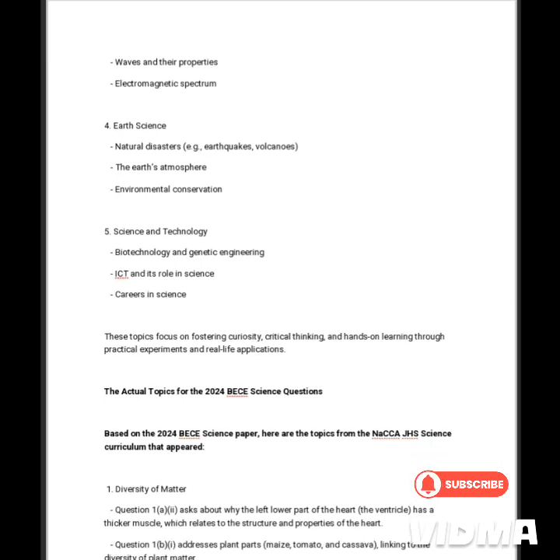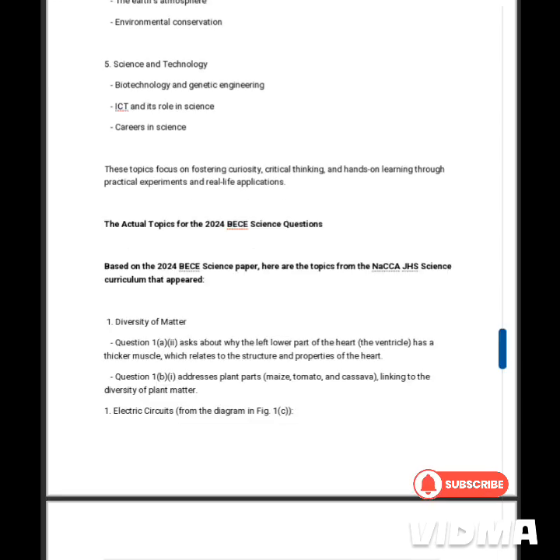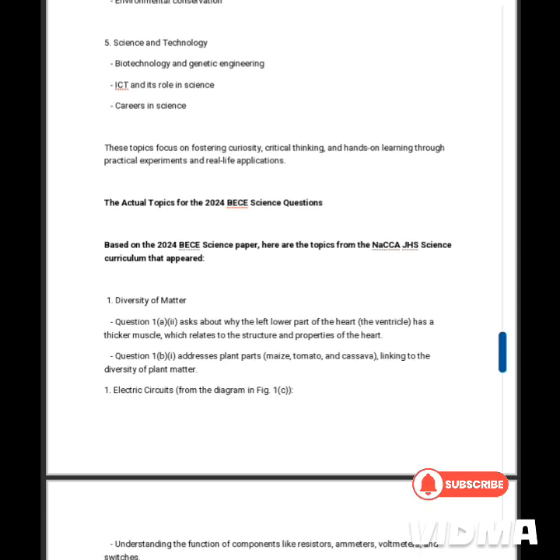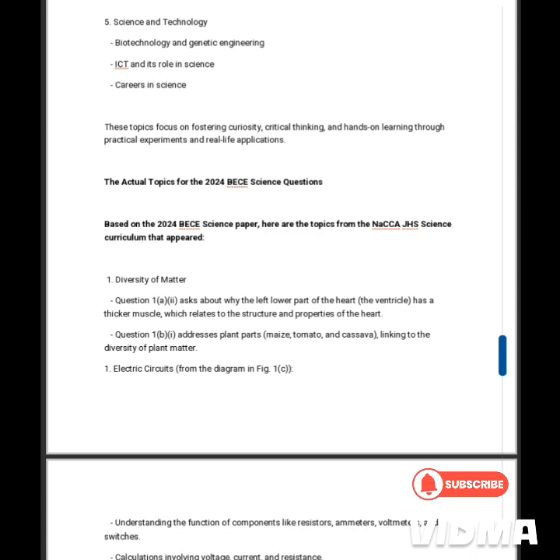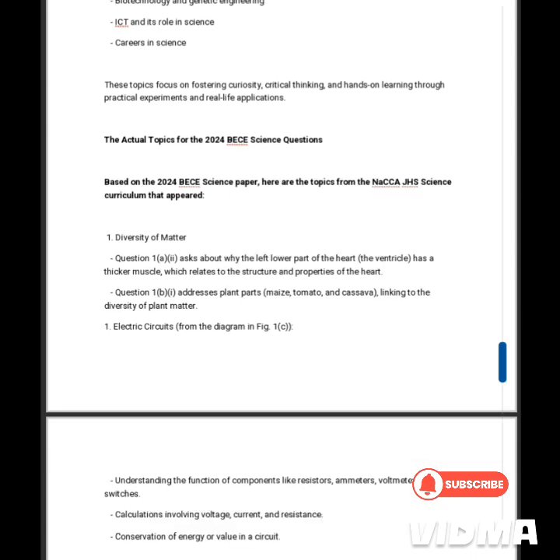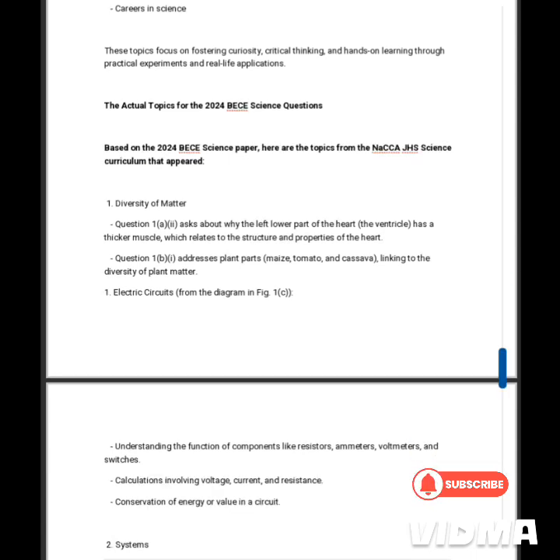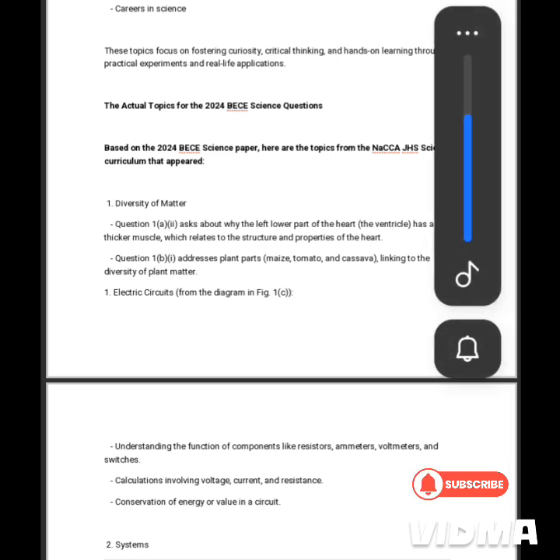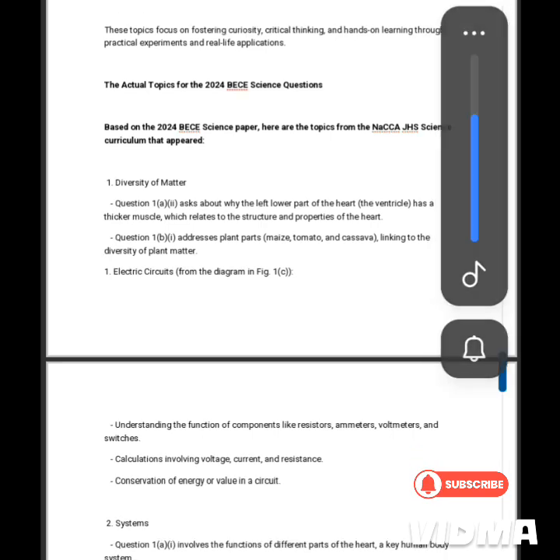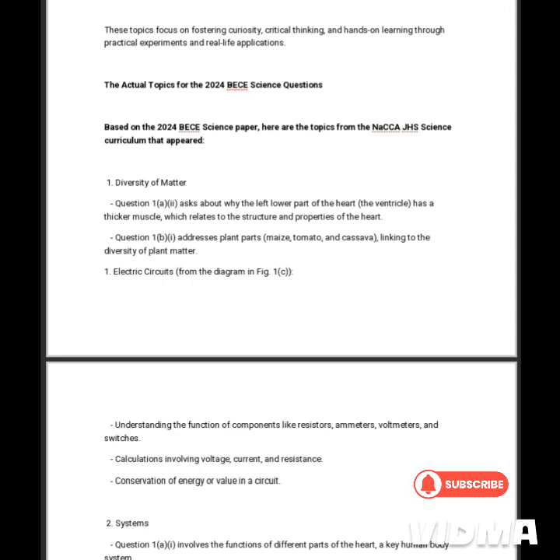Electric circuits from the diagram in Fig. 1c: understanding the function of components like resistors, ammeters, voltmeters, and switches; calculations involving voltage, current, and resistance; conservation of energy or value in a circuit. 2. Systems. Question 1ai involves the functions of different parts of the heart, a key human body system. Question 1bi also involves plant systems, seed, stem cutting, and their cultivation.